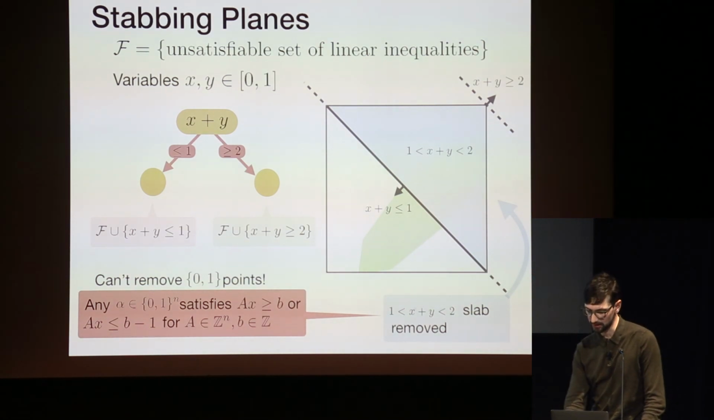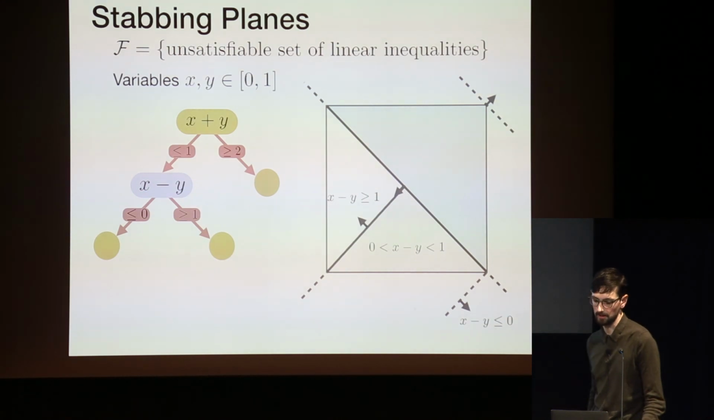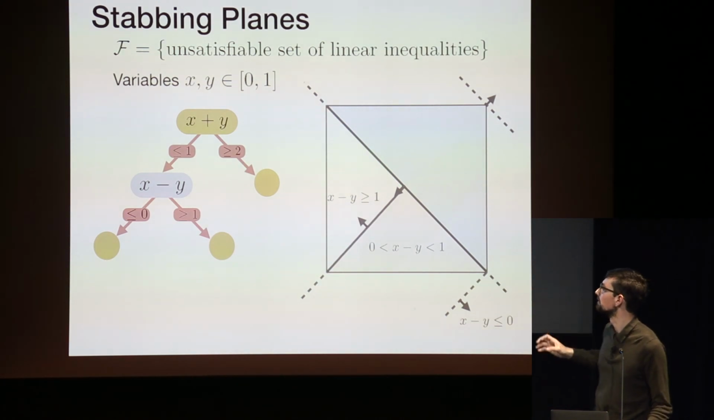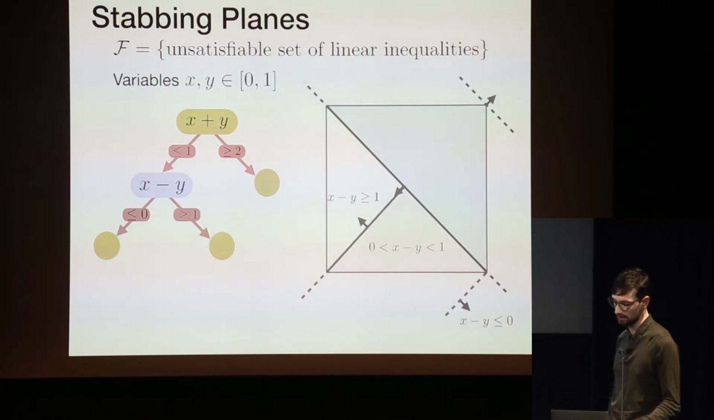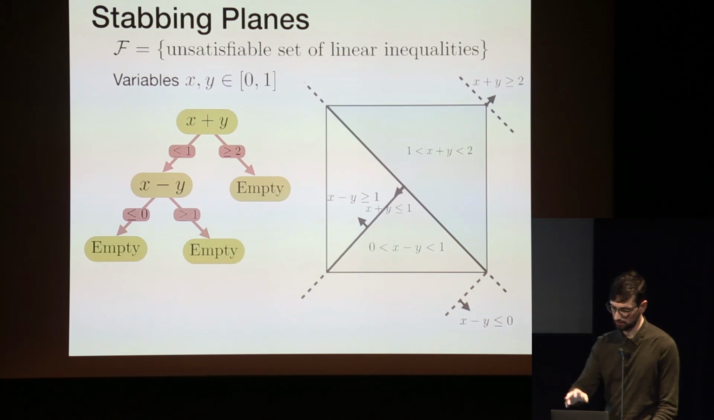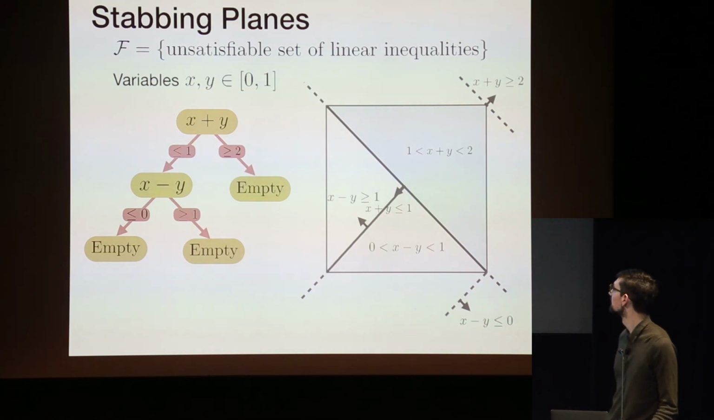So we're going to branch on another inequality. This time, x minus y is greater than or equal to 1. And this removes the last bit of the polytope. And so if you look at both of the two children of this node, they correspond to the empty polytope. Also, the one at the top right does.